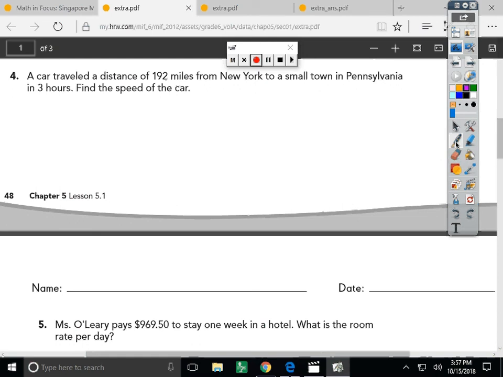I don't have any magic words like "per," do I? But I do have a total distance. 192 miles is how far it made it, and a total time. Okay, so I have time and a total distance.